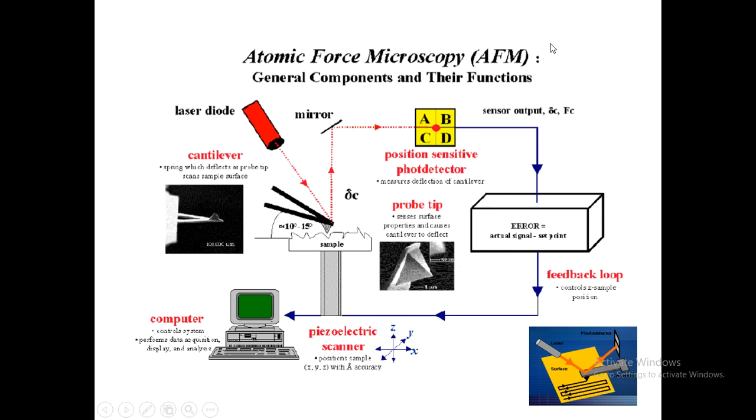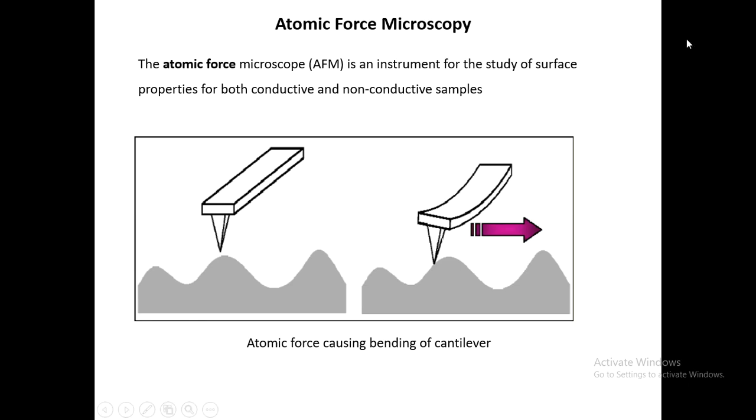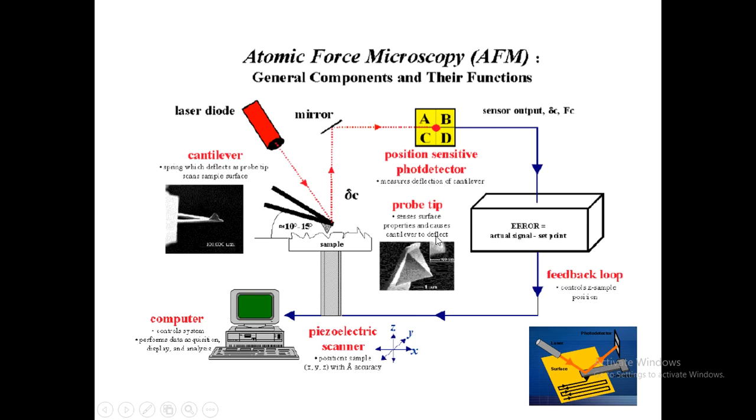Atomic force microscopy, as already said, is an instrument for the study of surface properties of both conductive and non-conductive samples. So how is it done? You can see here that there are three steps of working in AFM. First is surface sensing. AFM uses a cantilever with a very sharp tip to scan over a sample surface. As the tip approaches the surface, the close range attractive force between the surface and the tip causes the cantilever to deflect towards the surface. You can see the deflection of the cantilever based upon the sample and probe interaction.